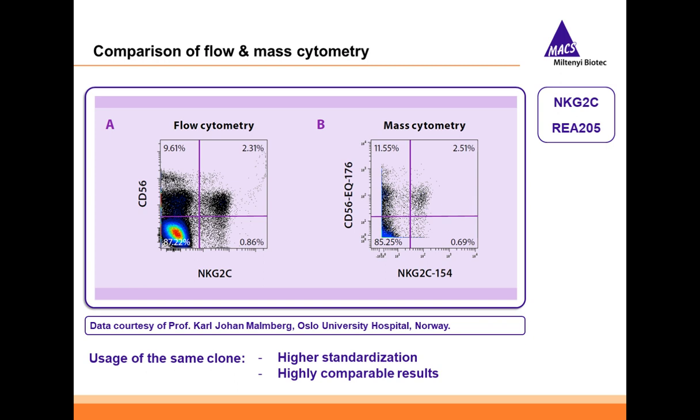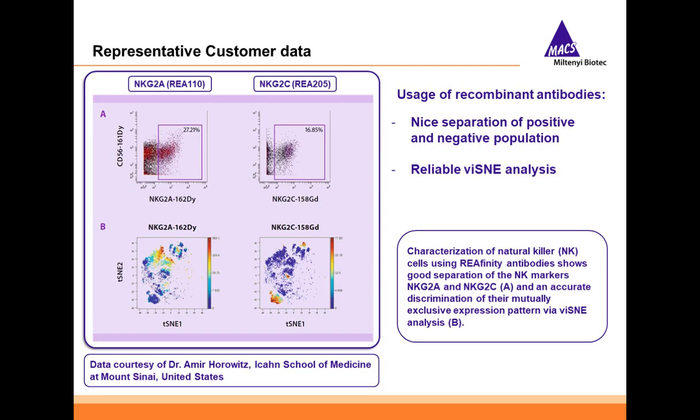Due to the high purity of recombinant antibodies, the comparison of flow and mass cytometry data using the same clone becomes highly reliable. And here's one example showing data from Carl Johann Malberg. He used the same REAfinity clone for flow and mass cytometry, and as you can see, the results using two different methods are very consistent, showing the same population size.